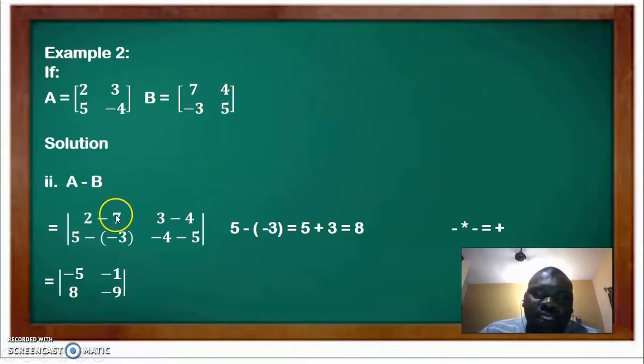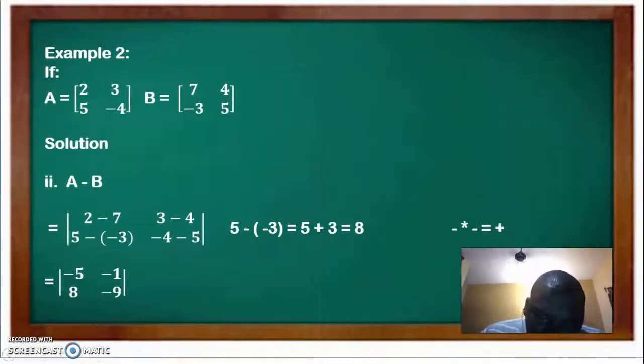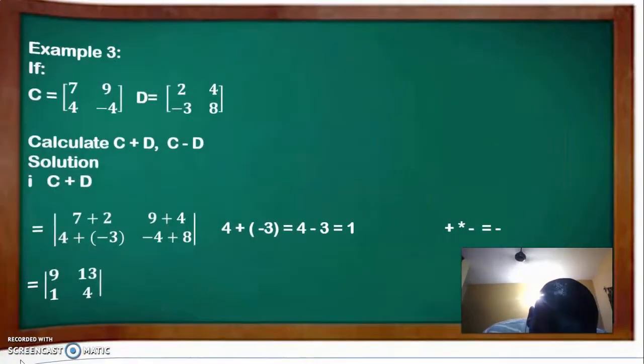So 2 minus 7, then we have 3 minus 4, then 5 minus 3, then minus 4 minus 5. So that's how you solve the question. Let me try to use my pen. Okay.